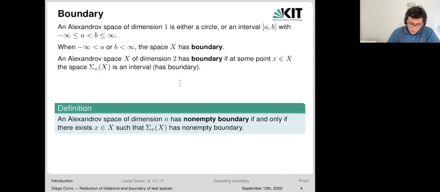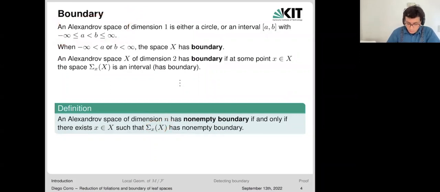And now we can go on recursively to get the following definition. We say that an Alexandrov space of dimension n has non-empty boundary if and only if there exist some points such that the space of directions has non-empty boundary. And to know when this space has non-empty boundary, we look at the space of directions, but now of this space at some point, and so on and so on until we hit dimension 1.